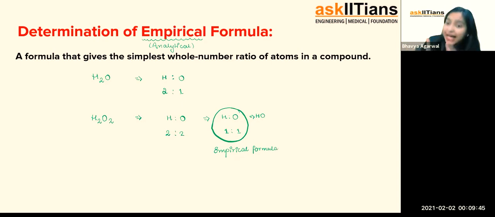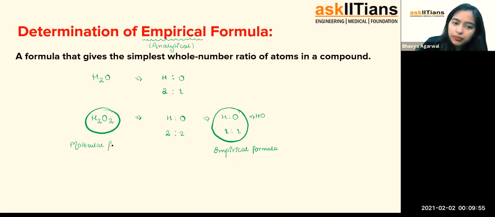So that is your empirical formula. Whereas the exact number of atoms which exist in a compound, that is your molecular formula. So if I talk about the simplest whole number ratio of atoms, that gives you the empirical formula, whereas the actual number will give you the molecular formula. This is the difference between the two.